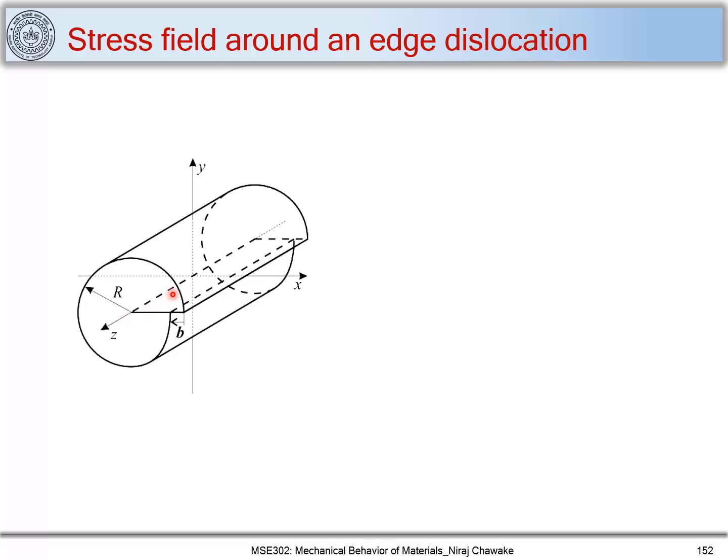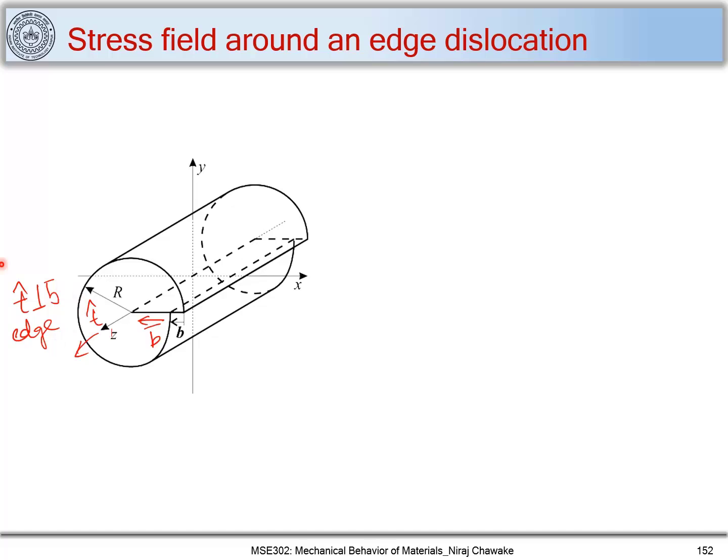Here, the axis of the cylinder lies along the z-axis, and also a dislocation line which lies along the z-axis. Let me mark that. So we have a dislocation line vector t along the z direction, and b is in this direction, which is perpendicular to the t direction. So we have the t vector perpendicular to the Burgers vector, and this represents an edge dislocation.